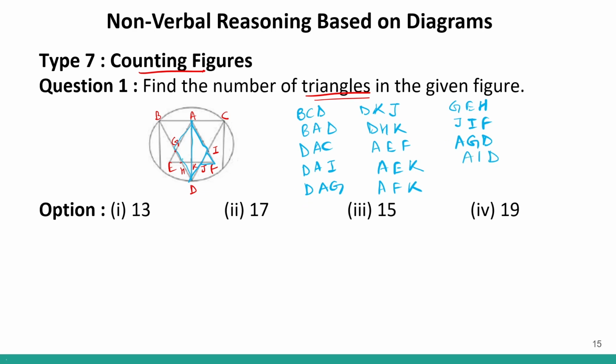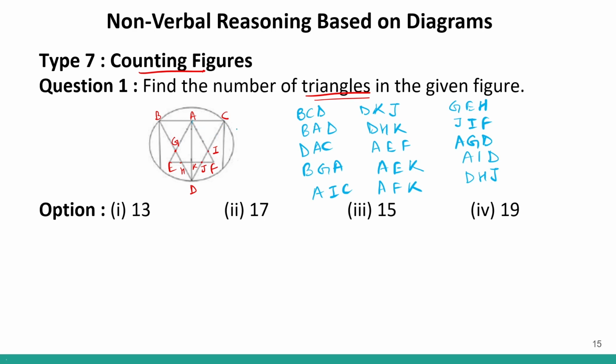Then I can see this triangle DHJ. Correct? Any more triangles that can be formed? Okay, these triangles I have not considered: AIC and BGA. AIC and BGA I have not considered. Over here I can see I have repeated some things. So D, this one, AGD and AID. AGD and AID are repeated. So instead of these triangles, BGA is not mentioned and AIC is not mentioned.